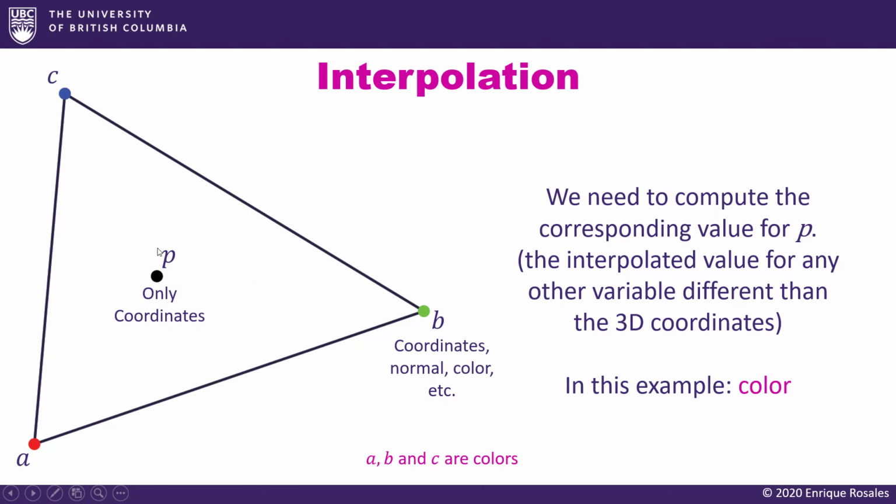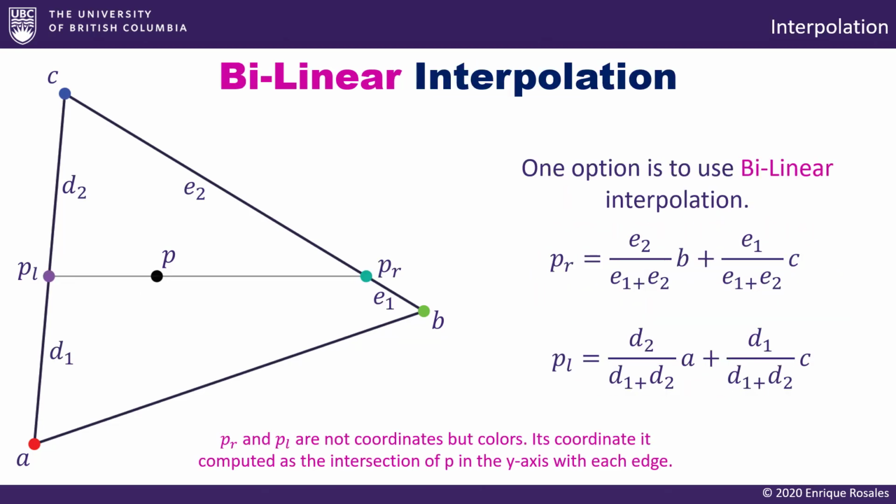So in the following formulas, when we talk about A, B, C, we are not talking about the position of A, B, C, but the colors. A, B, C represent colors. The first algorithm that we can use to compute the interpolation of, for example, the color is called bilinear interpolation. With bilinear interpolation, the first thing we need to do is to compute coordinates of two points, one on the left and one on the right.